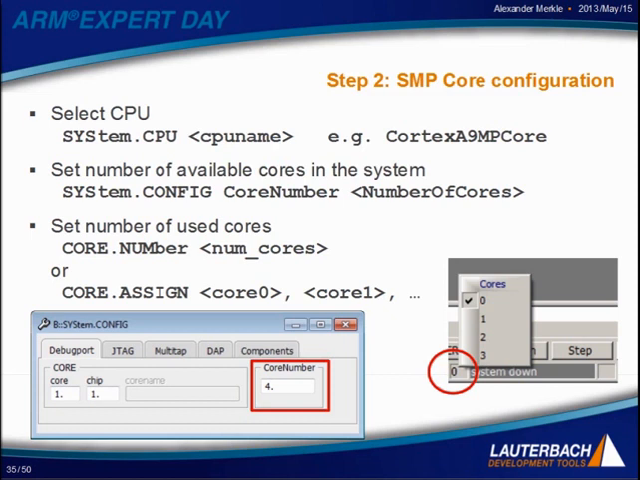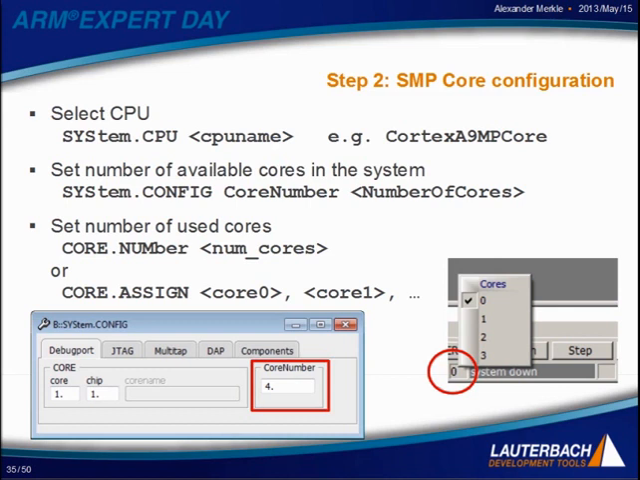From the architecture of the core, we know the following. It supports up to 4 cores in one chip. So what happens in the system config dialog, you have got a parameter core number. This core number is automatically set to 4. This means that you can use with this Cortex A9 MP core up to 4 cores in one chip.